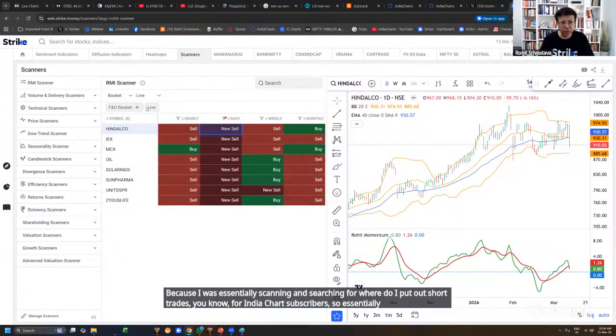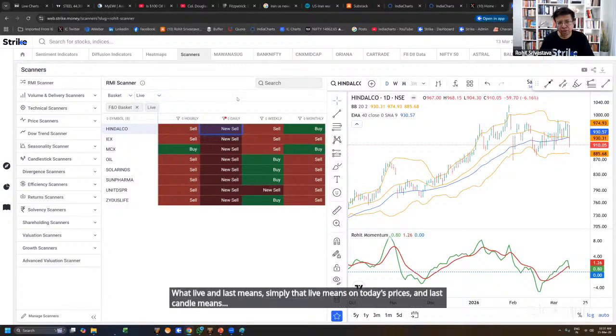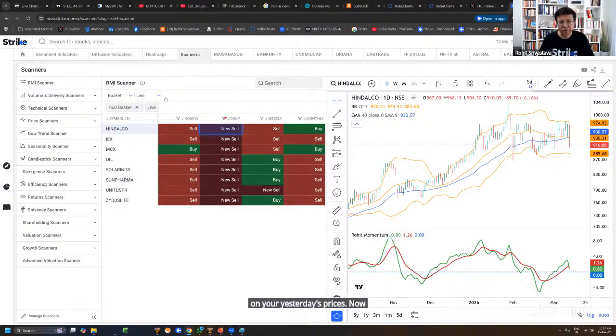So essentially, I have the FNO basket chosen. The second thing I have here is something known as live and last candle close. What live and last means, simply, is that live means on today's prices and last candle means on yesterday's prices. Now, why is this option there?